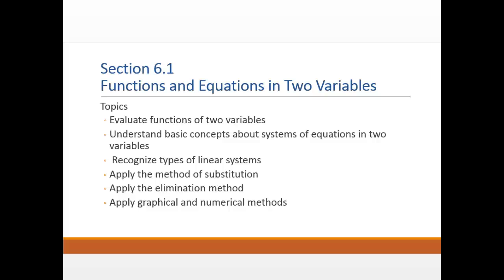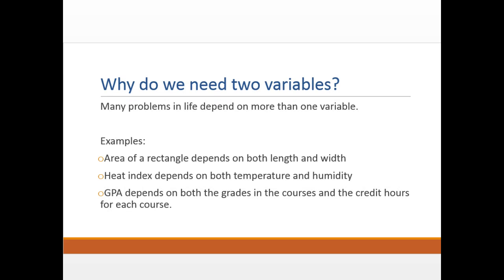This is section 6.1, functions and equations in two variables. First question is, why do we need two variables? Well, many times problems in life depend on more than one variable. For example, the area of a rectangle depends on both the length and the width. Your GPA depends on not just the grades in your courses, but the credit hours for each course. And things like heat index can depend on both temperature and humidity.